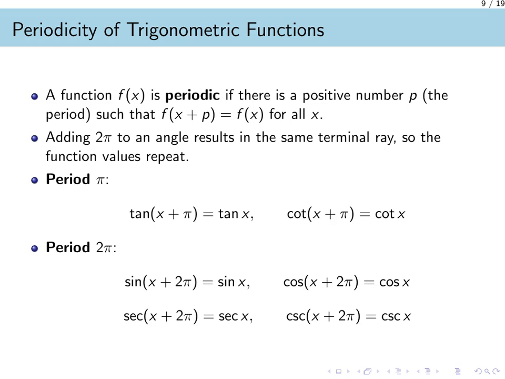The repeating, wave-like nature of trigonometric functions is formally known as periodicity, a property that is crucial for understanding their behavior. A function is called periodic if its output values repeat over a regular, fixed interval. More precisely, we say a function f of x is periodic if there is a positive number p, called the period, such that f of the quantity x plus p equals f of x for all values of x.